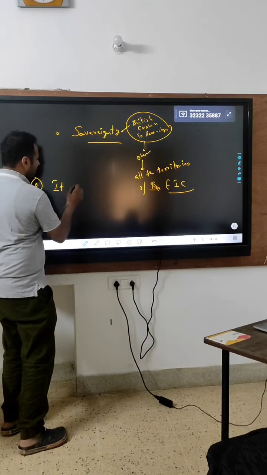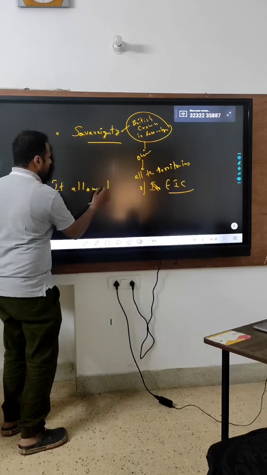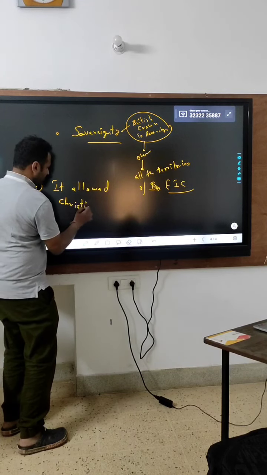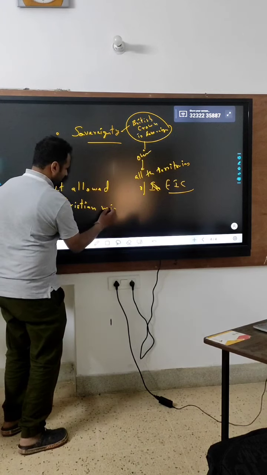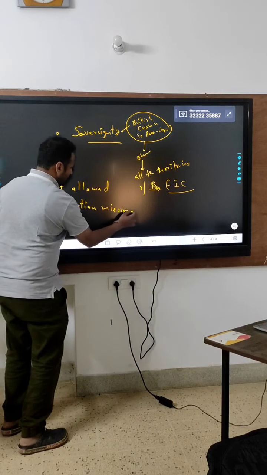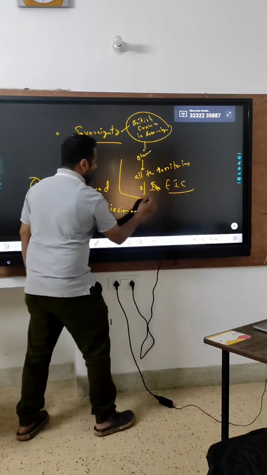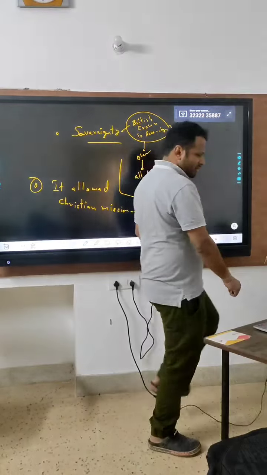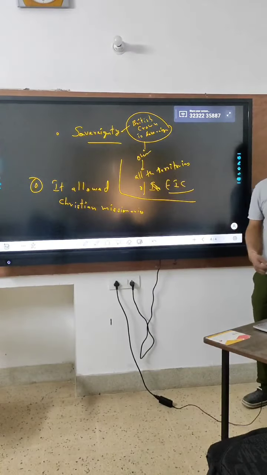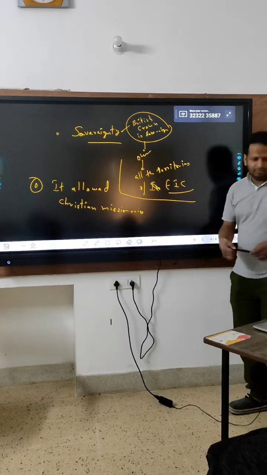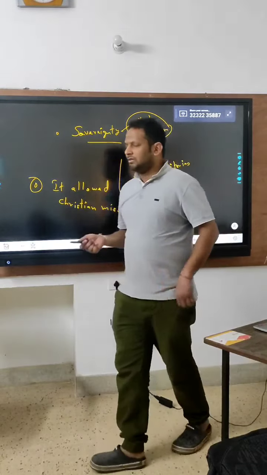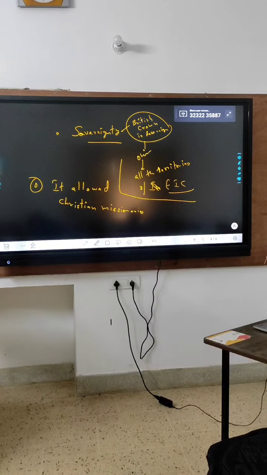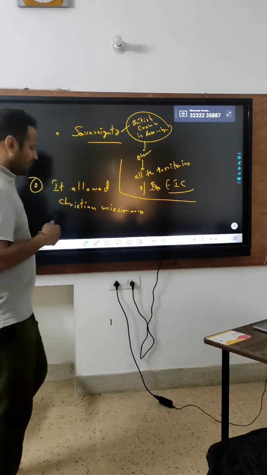it allowed, very important, it allowed the Christian missionaries to carry their activity in India. It allowed the Christian missionaries to come to India for the purpose of enlightenment of the people. That means they came here to spread Christianity and convert the people of India.